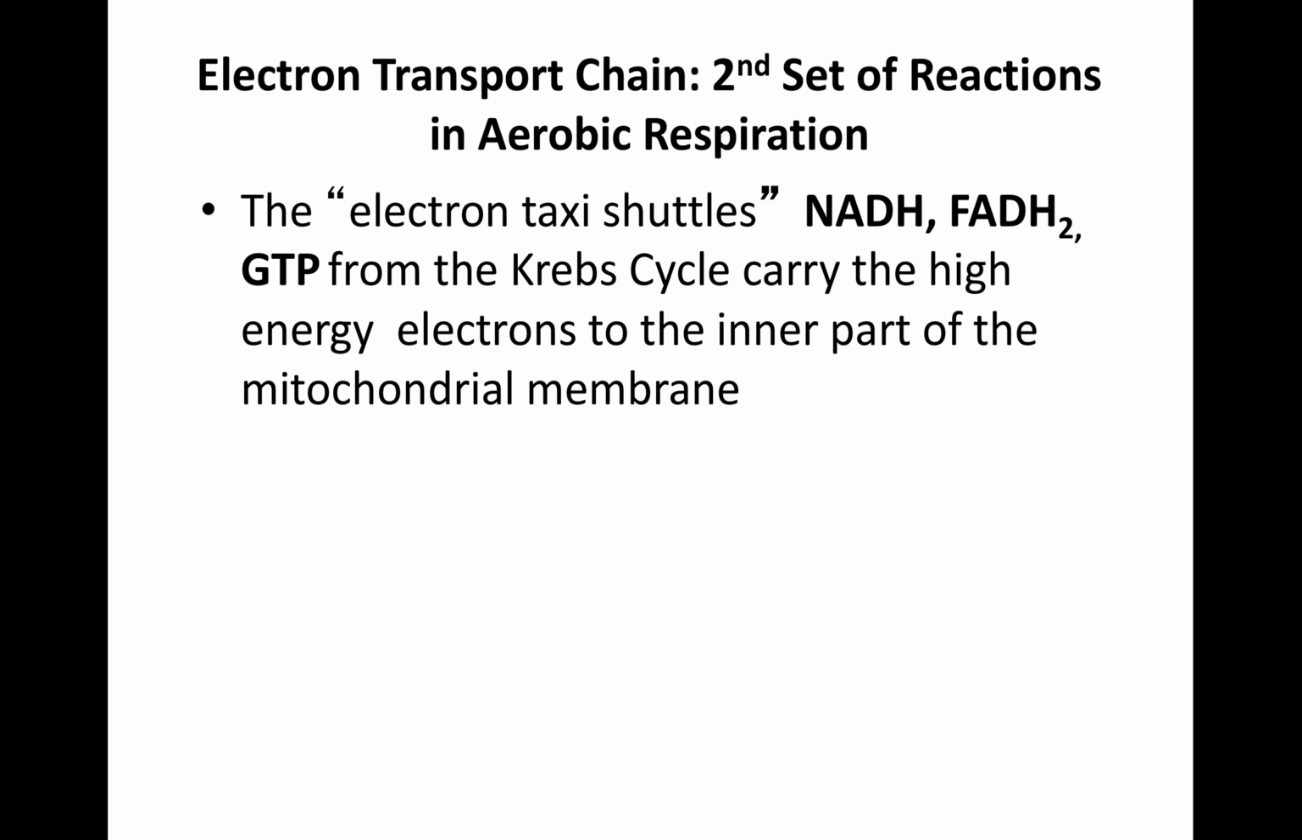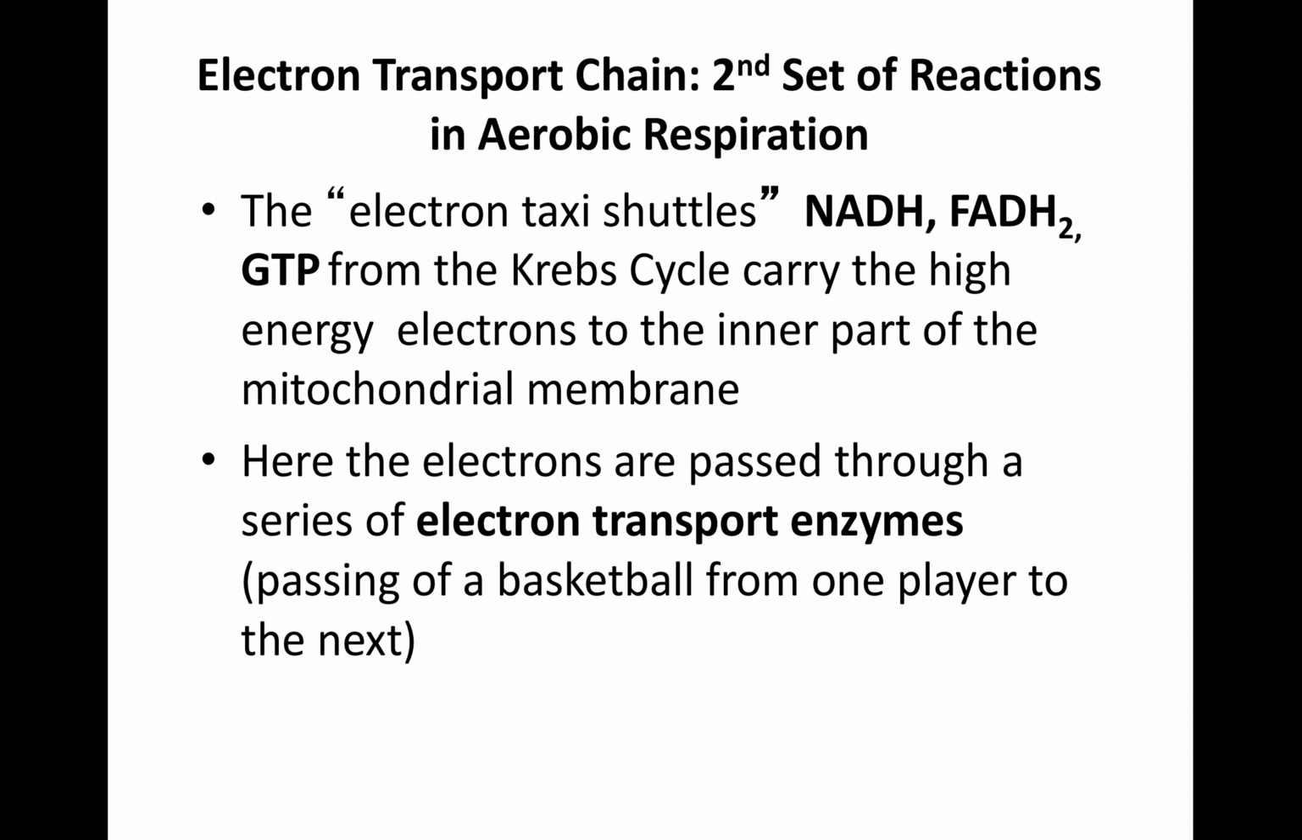So the electron taxi shuttles, NADH or FADH2, and GTP from the Krebs cycle and from glycolysis are going to carry the high energy electrons into the inner mitochondrial membrane. What's going to happen is the electrons are then going to be passed down a series of transport enzymes. It's like an assembly line or a series of basketball players passing a ball to each other. This is exactly like the electron transport chain in photosynthesis, except there's no photosystems.